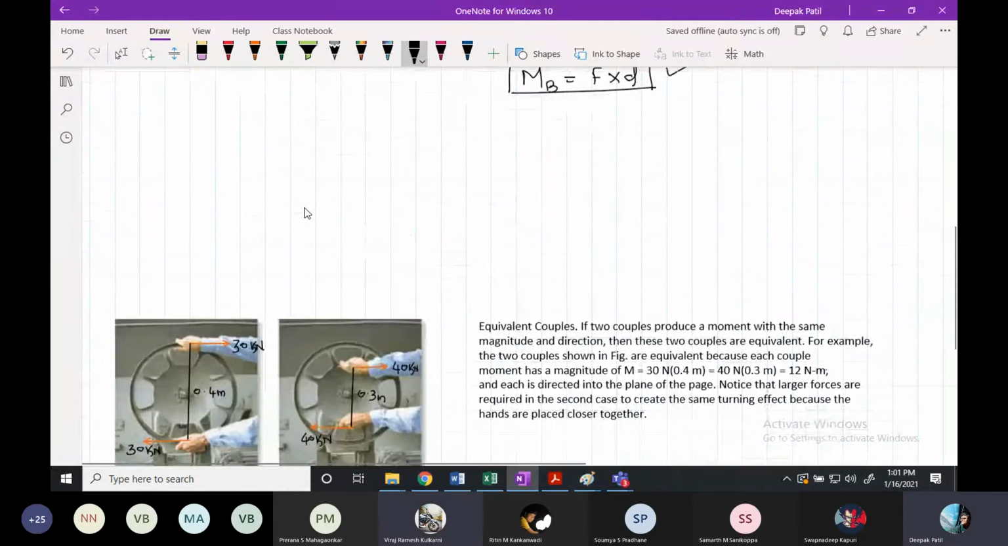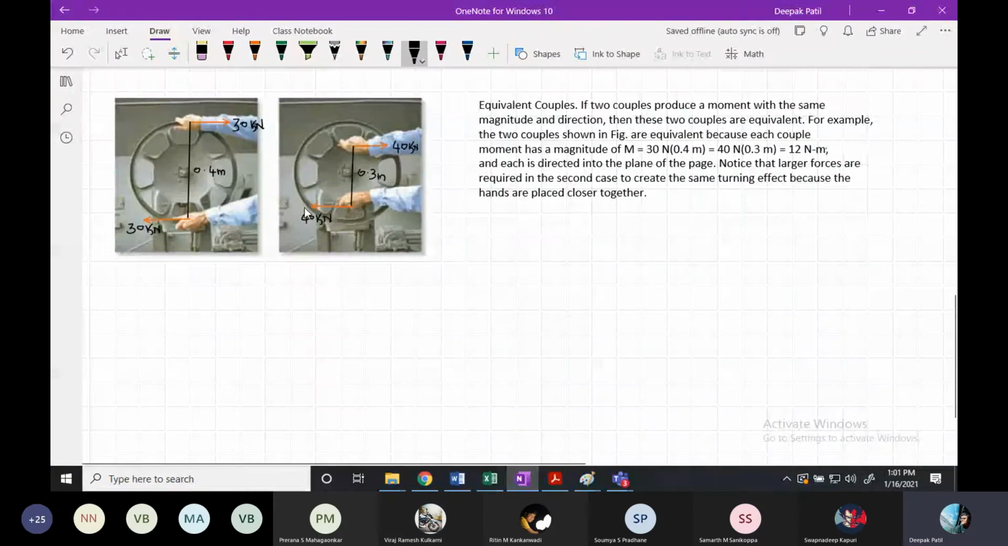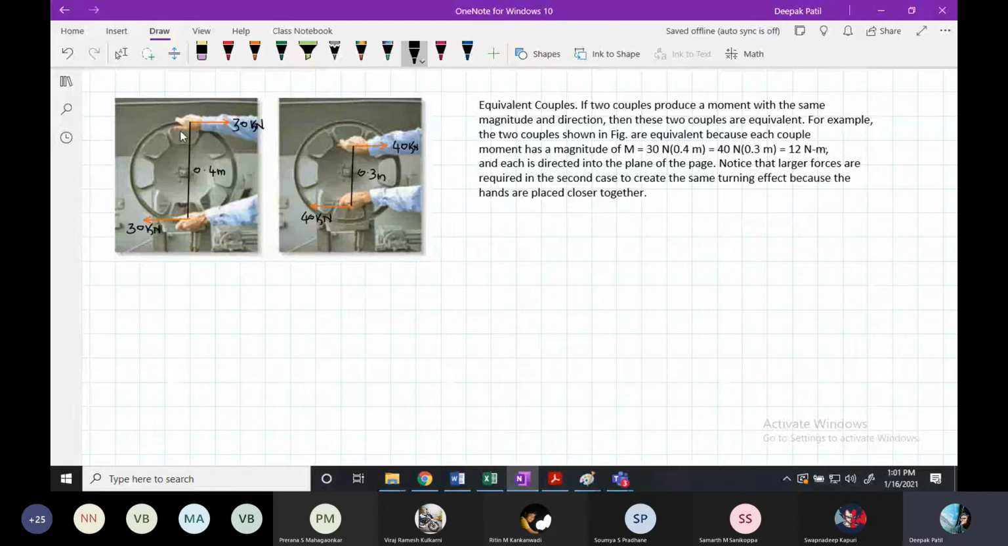Okay. Let me move further and let you know a few simple things. Now here there is a wheel and a person is trying to rotate this wheel in the clockwise direction. Suppose, what do you mean by equivalent couples? There is something called equivalent couples. If two couples produce a moment with the same magnitude and direction, then these two couples are equivalent. For example, the two couples shown in the figure.